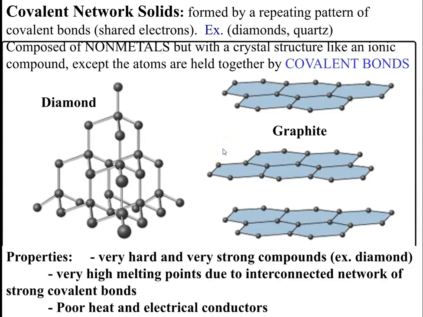Properties of covalent network solids is they are very, very hard, like the diamond, and very strong. They have very high melting points due to this interconnected network of strong covalent bonds. Like other covalently bonded compounds, they are also poor heat and electrical conductors.